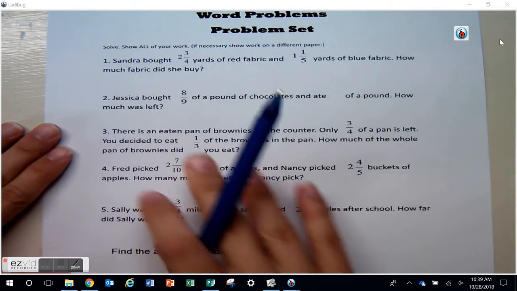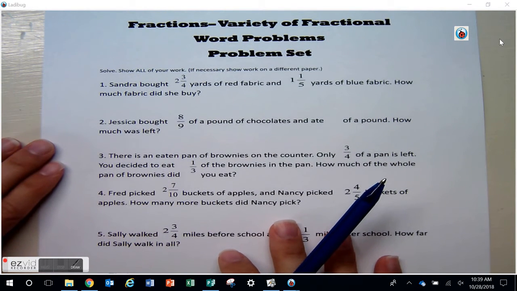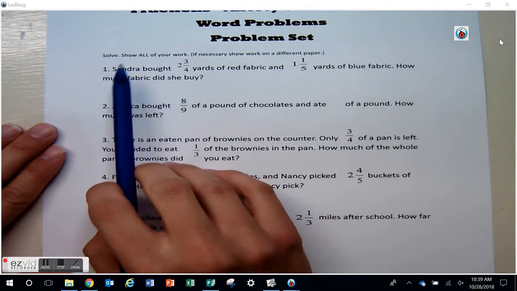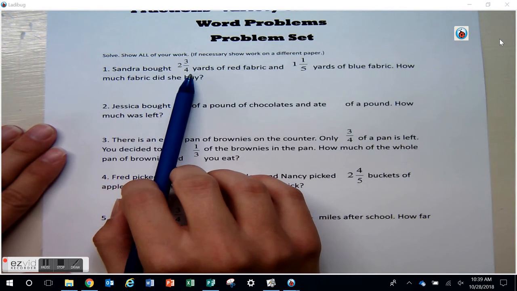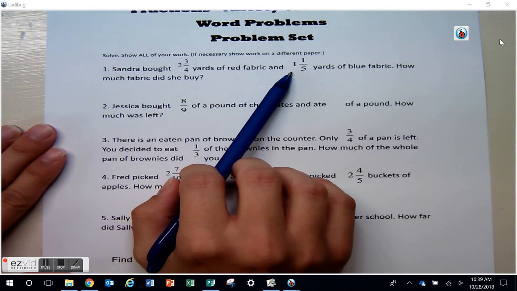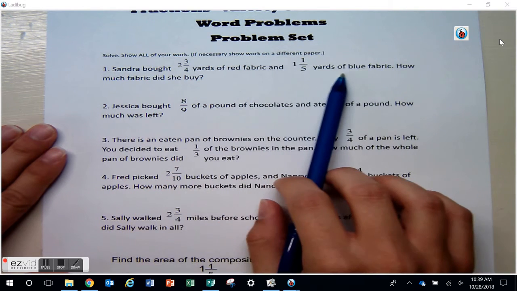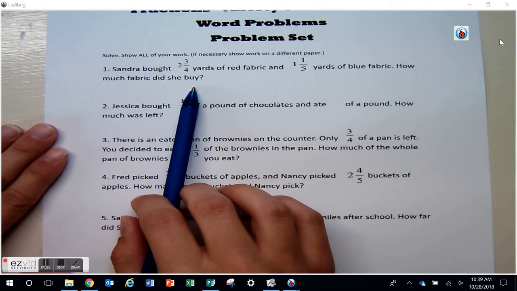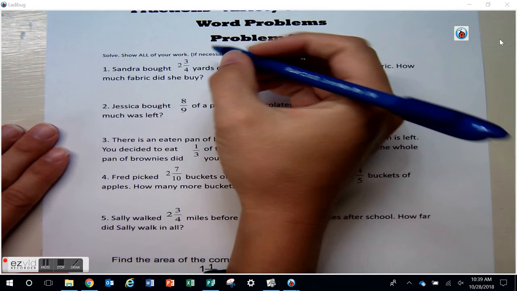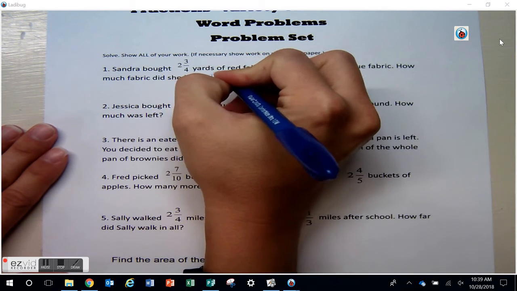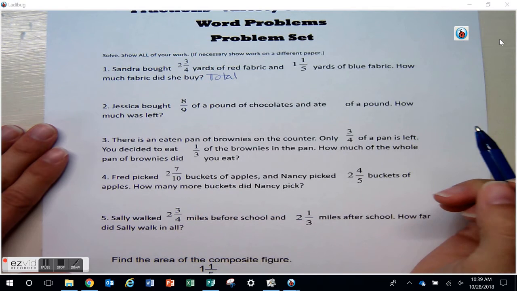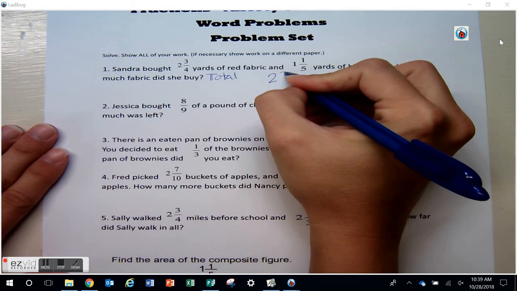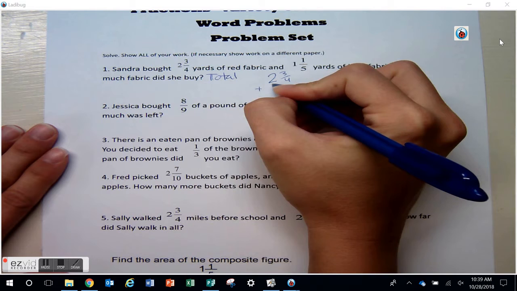So we're looking at the variety of fractional word problems in the problem set. Sandra bought 2 3/4 yards of red fabric and 1 1/5 yards of blue fabric. How much fabric did she buy? Well, we're thinking of a total here. So that means we're going to add 2 3/4 plus 1 1/5.